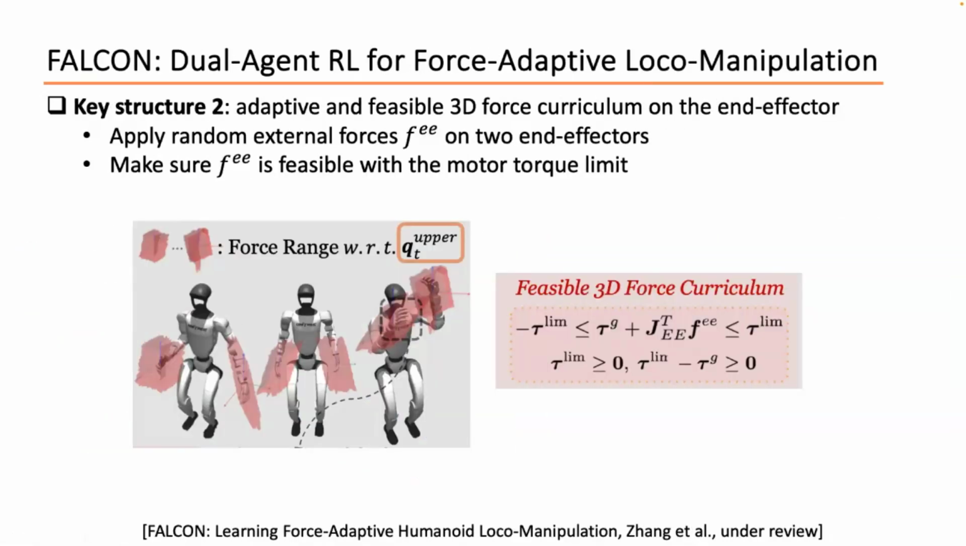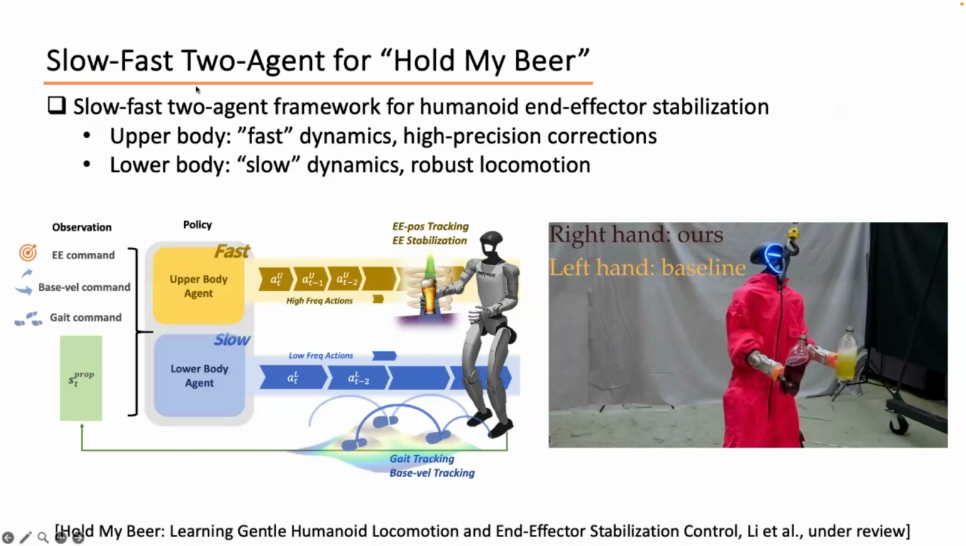Okay, and we can also apply similar architectures to a very interesting hold my beer problem. In this task, I asked my humanoid to hold a beer for me. Surprisingly, it's not easy, because it requires end effector stabilization. Here's a demo. I hope you enjoy it. In this video, my student pushes the humanoid a lot, and I want the humanoid to stay balanced and not spill the liquid.